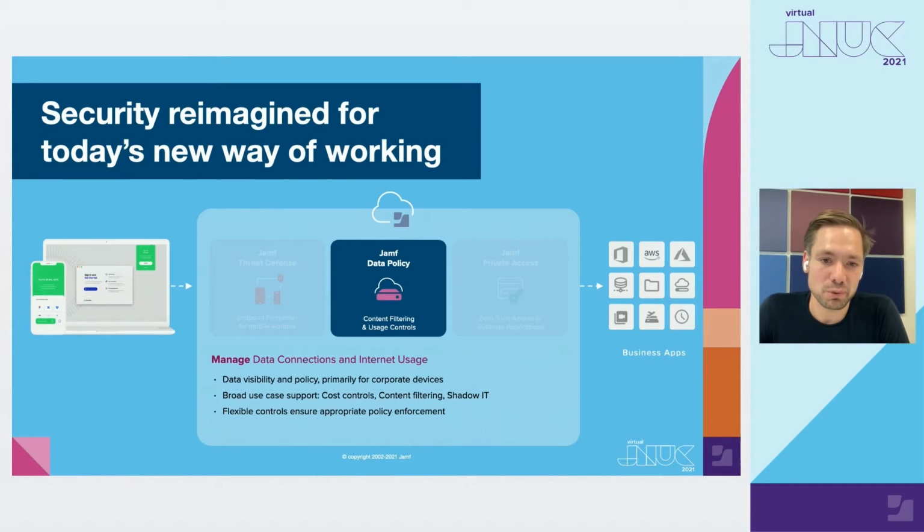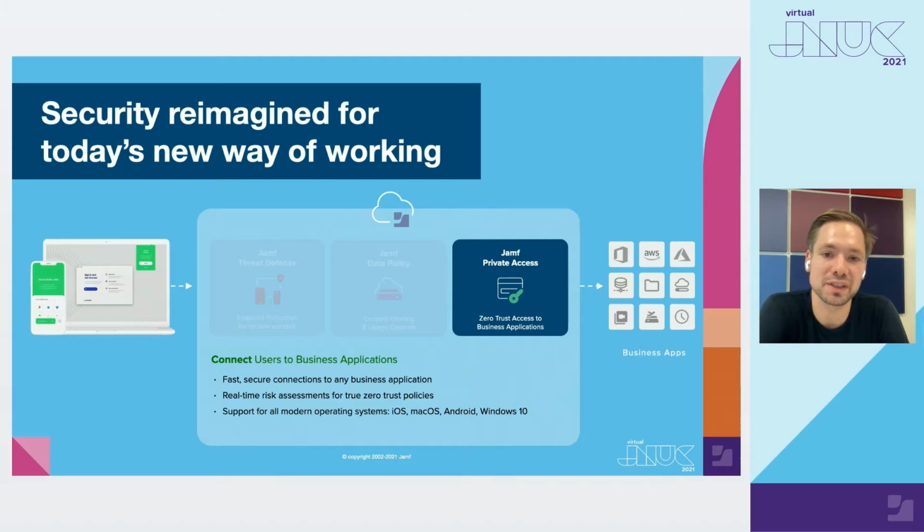Secondly, there's Jamf Data Policy. Jamf Data Policy is all about content filtering and usage controls. It gives you as an admin and as a corporation data visibility and allows you to set granular policies, allowing you to ensure that your users can be productive on their devices, but also ensuring that you have your corporate acceptable use policies applied on all devices at all times, and allowing you to keep costs under control by allowing you to block costly data usage, especially when they're roaming abroad.